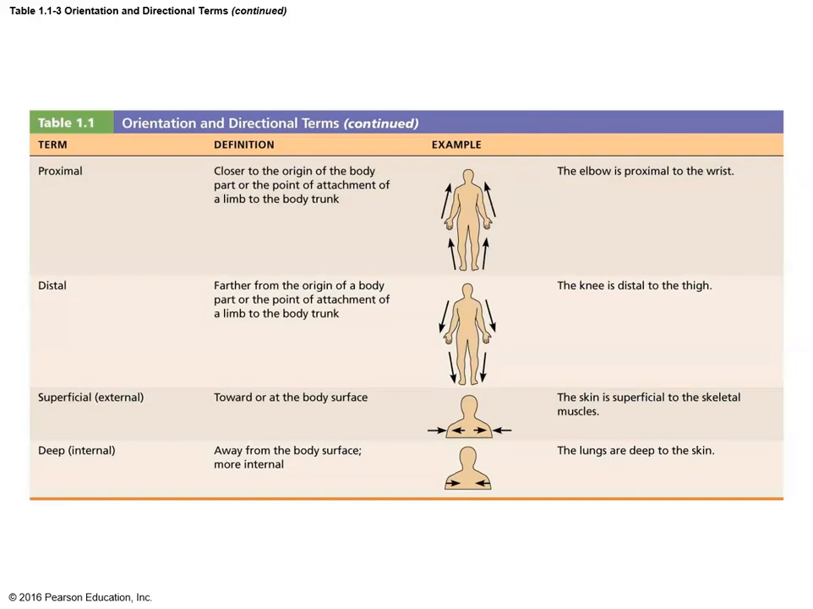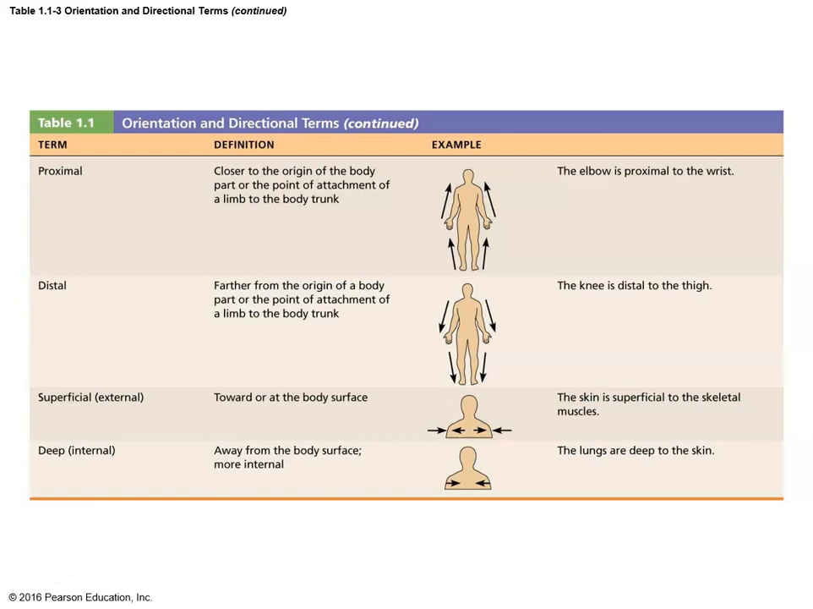Proximal and distal are terms that we will only use for the arms and the legs. Proximal means closer to the point of attachment for that limb, whether it's the arm or the leg. Distal means farther away from the point of attachment. So now we're back to only comparing two different things to each other. For proximal, the elbow is proximal to the wrist. That means the elbow is closer to the point of attachment, this being the shoulder, than is the wrist. We could turn that around and say the wrist is distal to the elbow. It's farther away from the point of attachment.